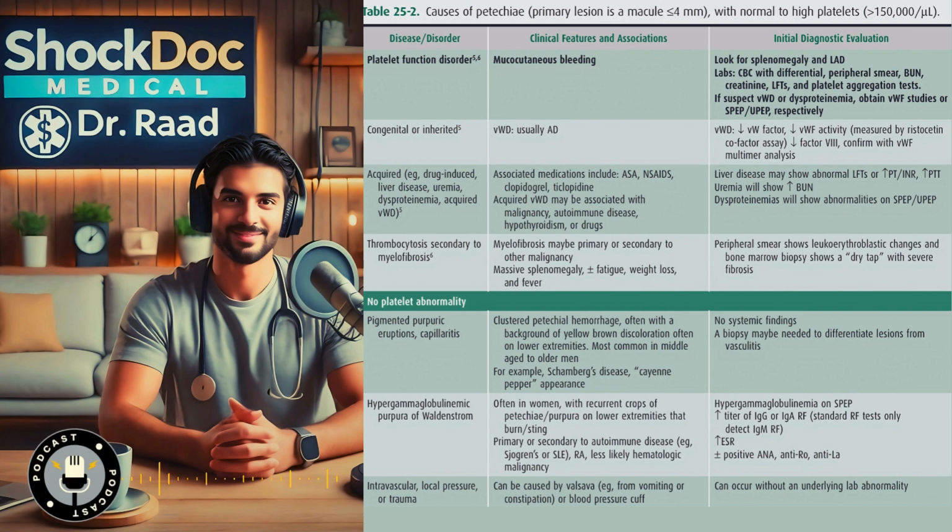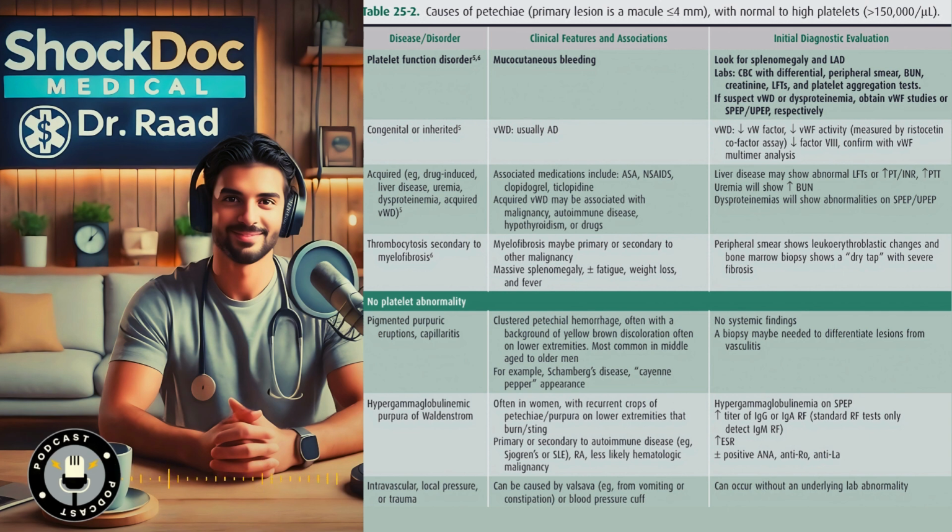Thrombocytosis. Secondary to myelofibrosis. Here, you might see massive splenomegaly, fatigue, weight loss, and fever. A peripheral smear may show leukoerythroblastic changes, and a bone marrow biopsy could reveal a dry tap with severe fibrosis. And if there's no obvious platelet abnormality, consider pigmented purpuric eruptions or capillaritis.